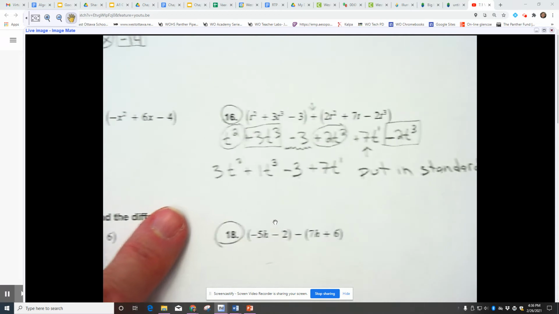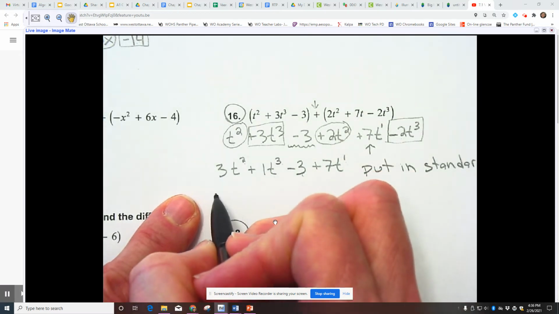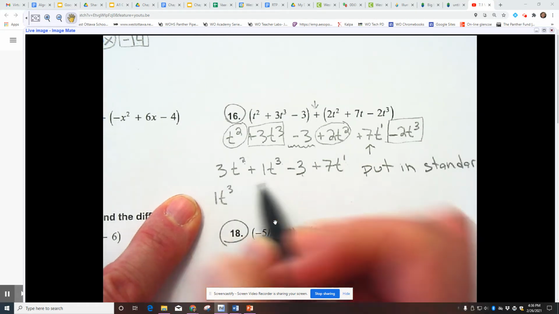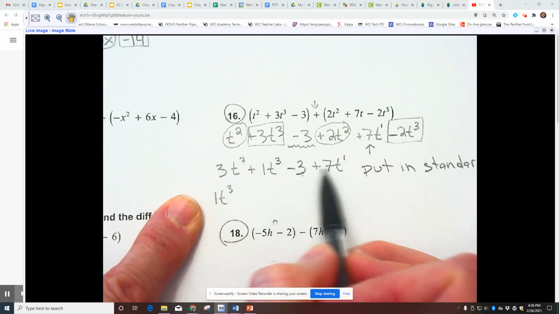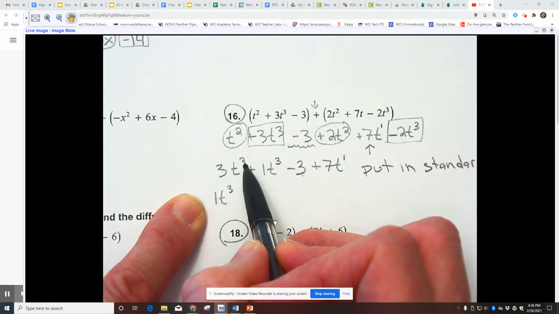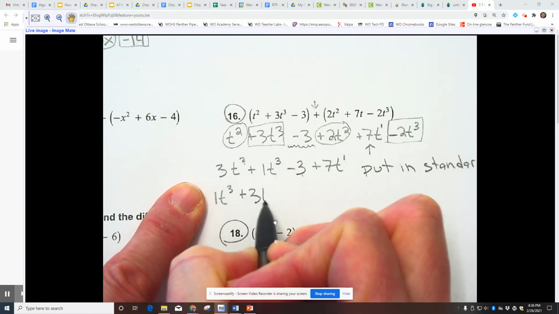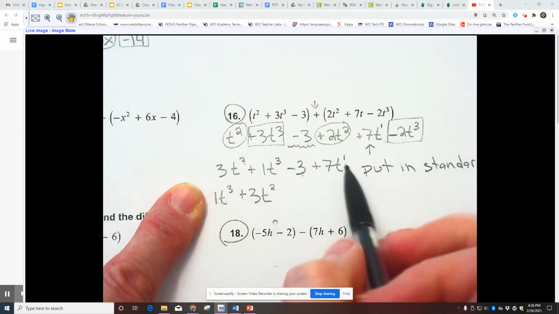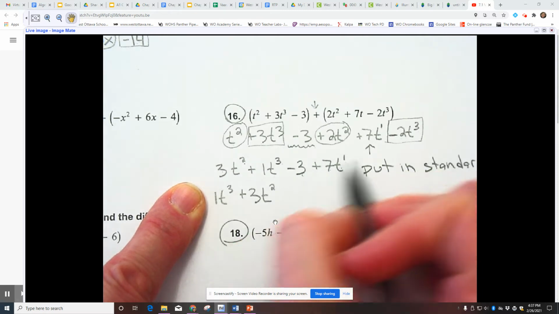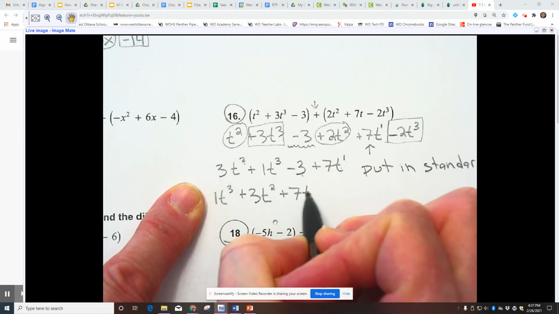So it's the same thing we did up here on these examples. So put this guy in standard form. 3 is my biggest exponent, so that's going to go in front, 1t to the third. Notice I'm not looking at these numbers. I'm not putting this 7 in front. I don't care about the coefficient. I'm looking at exponents. T to the third goes first. T to the second goes next. So plus 3t to the second power. First power goes third, plus 7t to the first power.